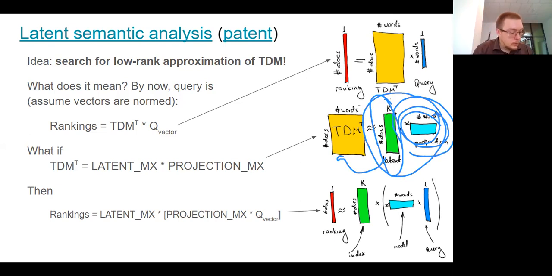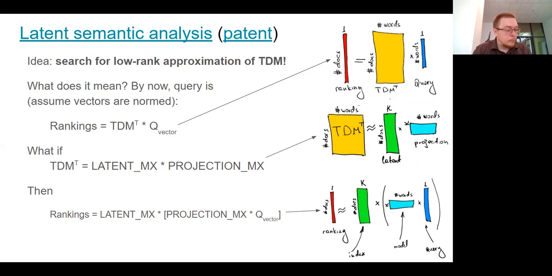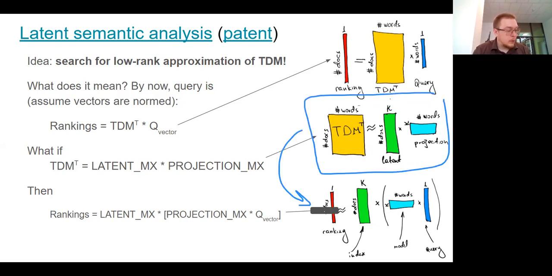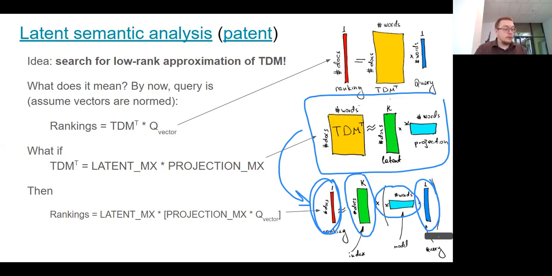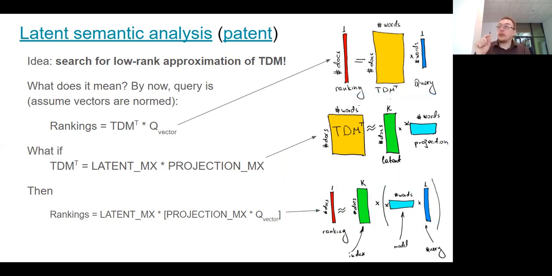Okay, so let's look at what the result will be if we suppose that we have such a decomposition. Our ranking vector can be obtained by multiplications. We have this latent space representation of documents, we have this projection matrix, and we have a query. Yeah, 3 matrices.